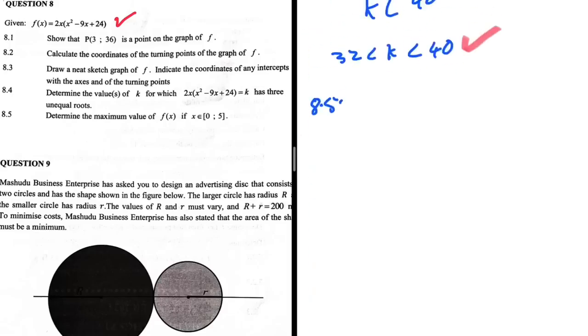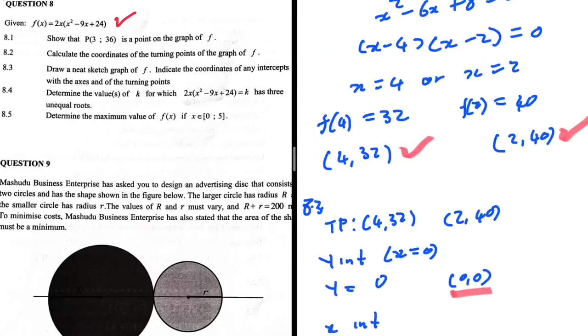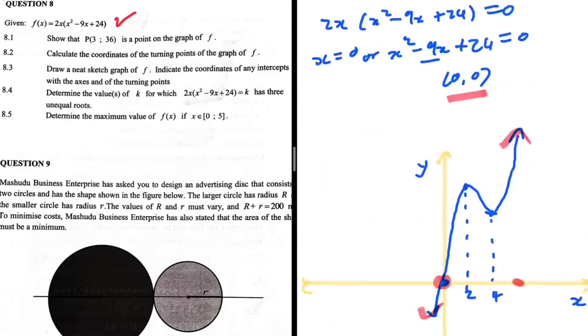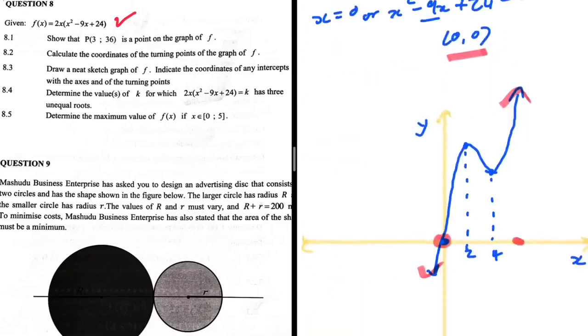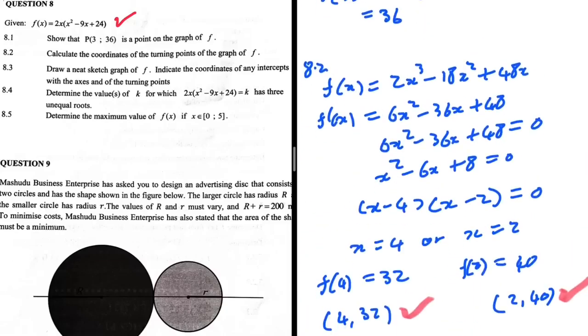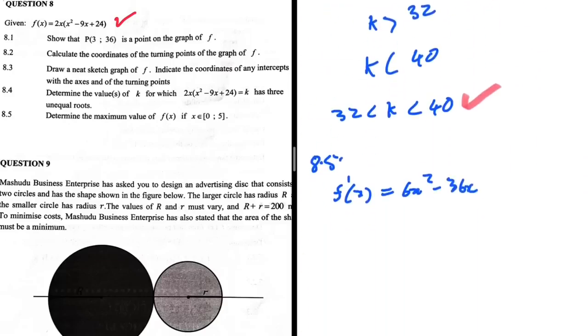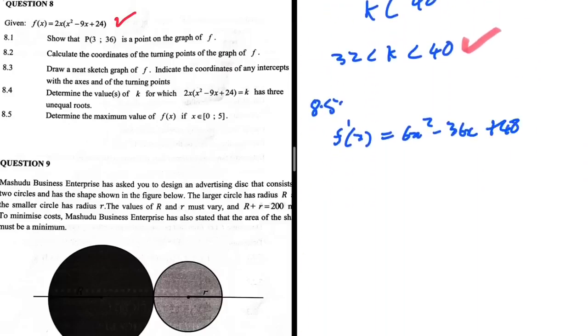So we know that f of x, we also have f prime of x. We have determined it somewhere. Let me look for it. F prime of x, 6x squared minus 36x plus 48. That is f prime of x. So we want the maximum. We can easily derivate this and equate it to 0, right? So take a look at this. 6x squared minus 36x plus 48 is equals to 0.